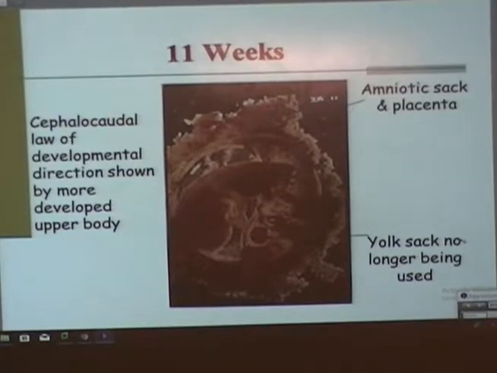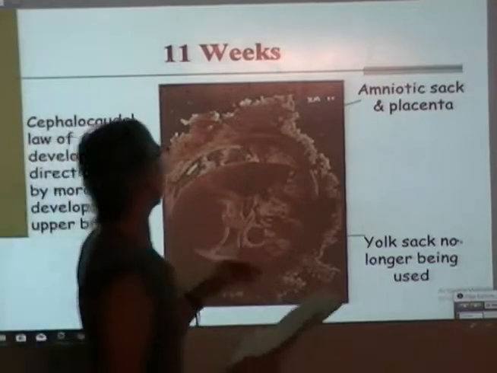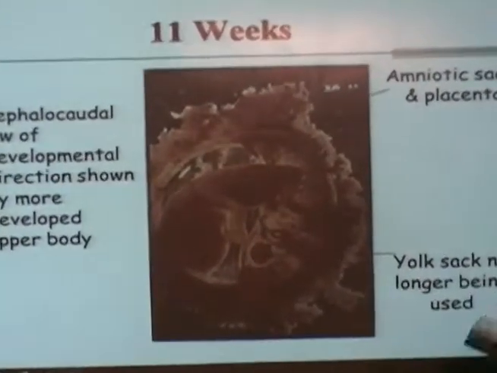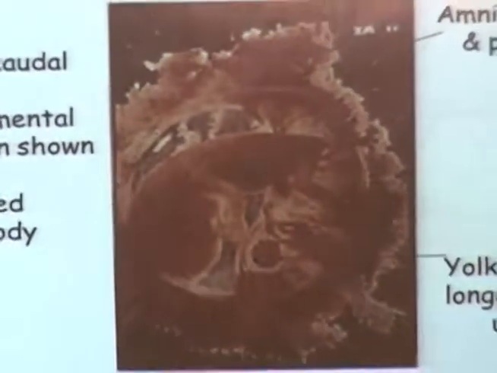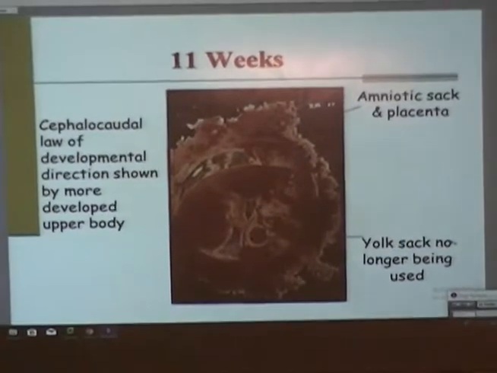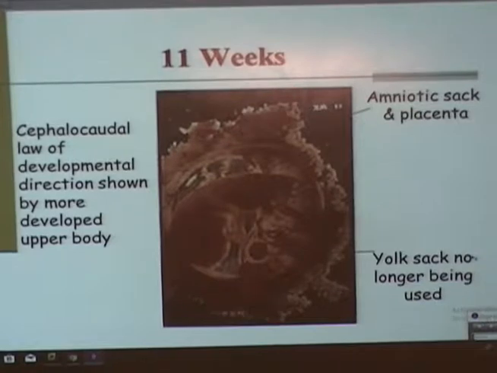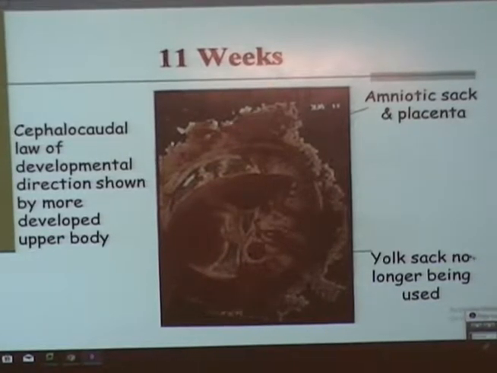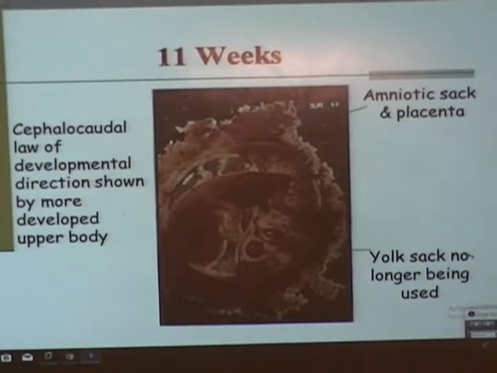So 11 weeks starts to get exciting because now we're starting to see legs and arms, we can see a stomach, we can see the eye. Okay. The yolk sac, they're not using the yolk sac for nutrition anymore by 11 weeks. That means that all their nourishment is coming from mum via the placenta. So that has the most influence at this point in time on their growth, right?